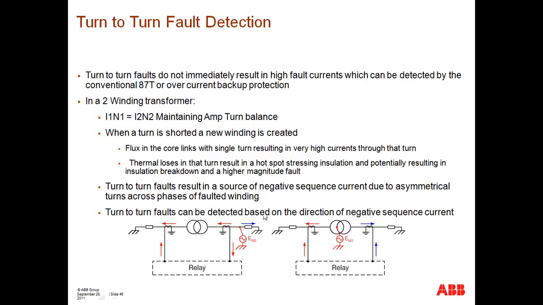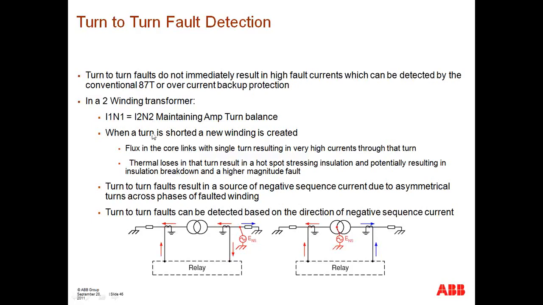Now, why do we care about turn-to-turn faults, since they don't really result in high magnitudes of fault current? Well, turn-to-turn faults are very important because even though at the beginning they do not create much damage, they usually evolve, and rather quickly. The reason is that if you look at the ampere-turn relationship on a two-winding transformer, winding 1 currents times turns ratio equals winding 2 currents times turns ratio.